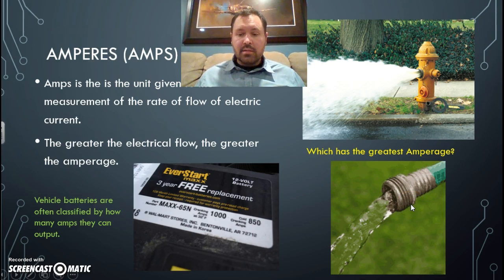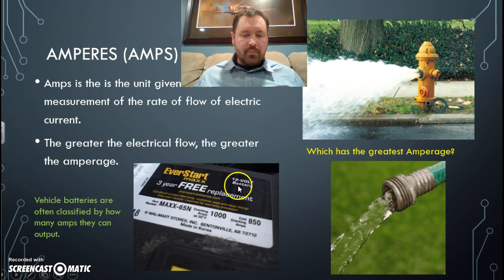It has less flow. And since we can model electricity by using water, in this case, we would say that this fire hydrant has greater amperage. This hose down here has less amperage. Well, whenever we talk about the amount of electricity flowing through a circuit, that is the amperage.